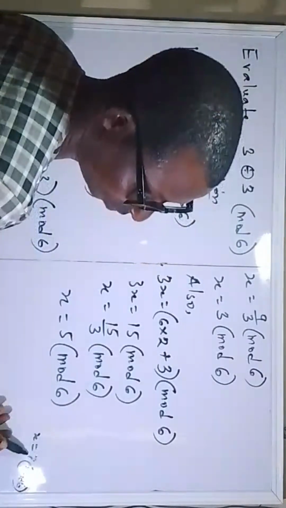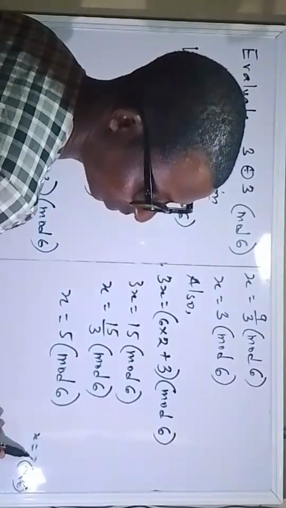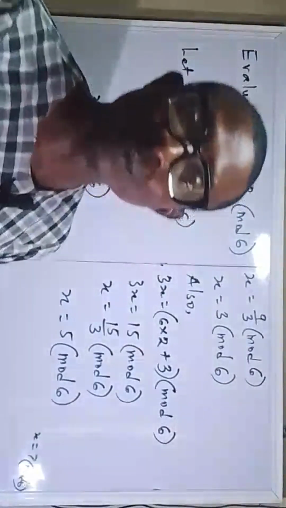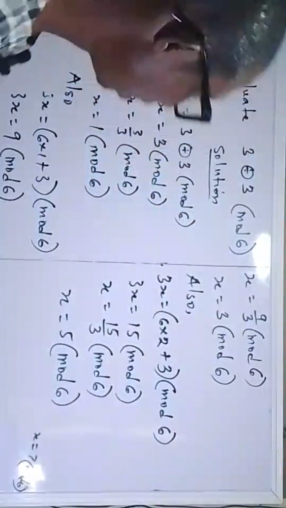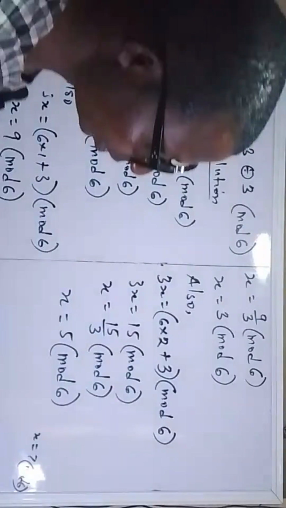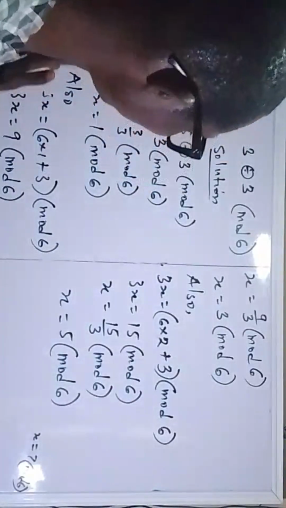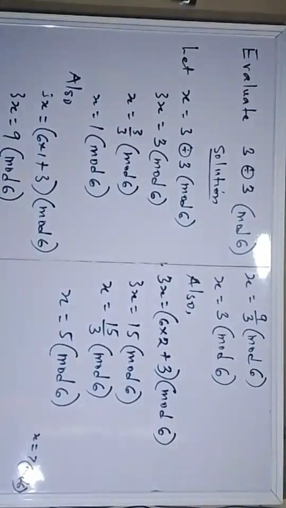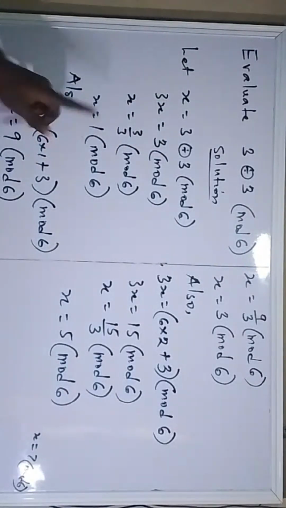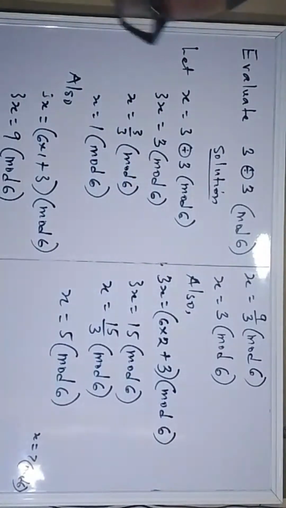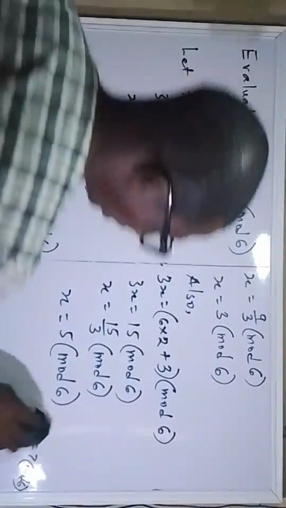You cannot leave your answer like this. So you divide this 7 by 6. The remainder is going to be 1. So that means x is 1. And of course, we have gotten 1 before. So that means there's no other solution. So we have 3 solutions for this question. We have 1, 3, and 5. Okay, so that is the answer to that problem.